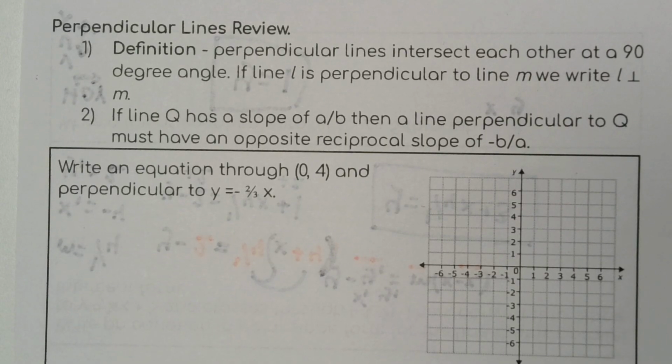So, we have perpendicular lines. Perpendicular lines meet at a 90-degree angle. Okay? So, if you think of where the wall meets the floor, that's a 90-degree angle. Right there. Okay? The corner of your paper, if cut perfectly, is a 90-degree angle.